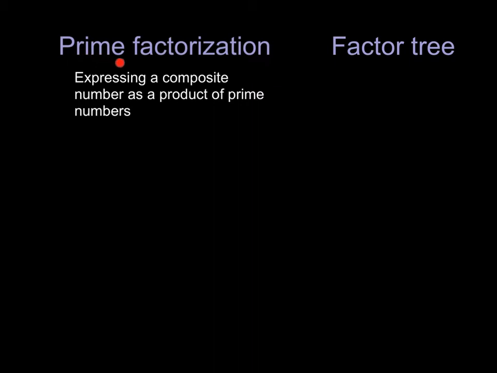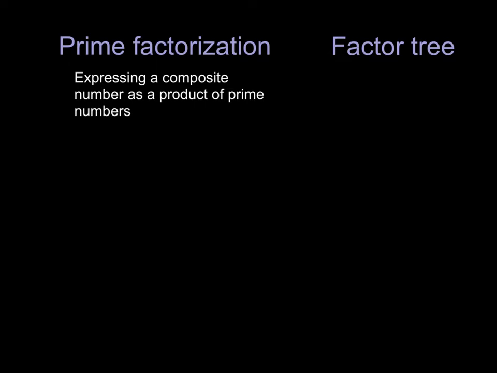We're going to take a look today at what's called prime factorization. And prime factorization is expressing or showing a composite number as a product of prime numbers. So what that really means is we're going to be showing composite numbers and what prime numbers you multiply to get to that composite number.